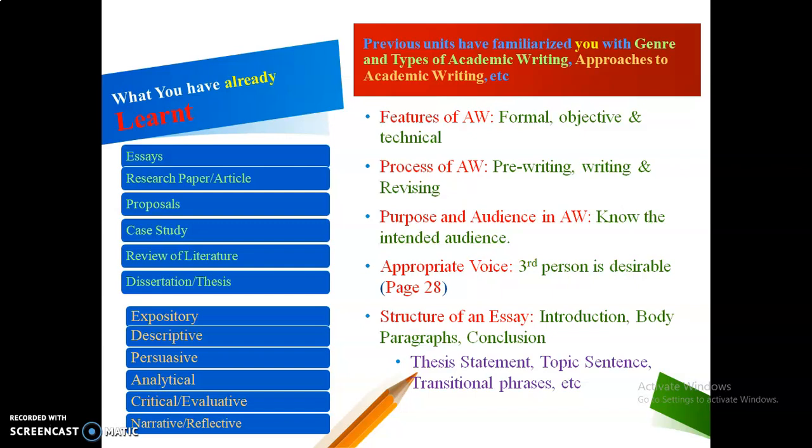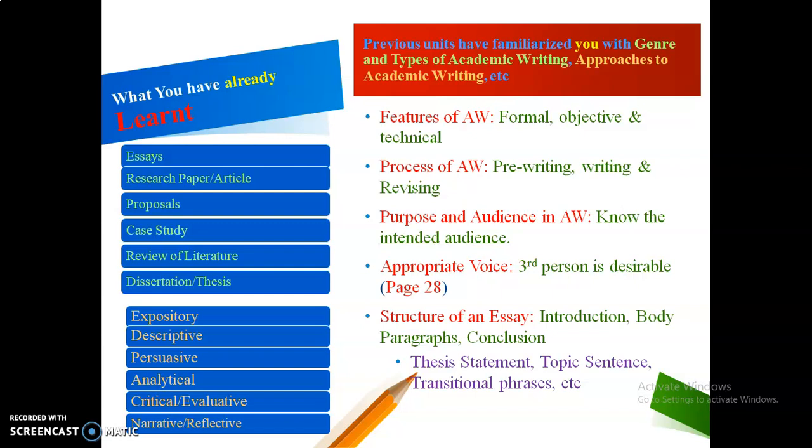These different categories might have already been taught to you by teachers. Besides these two things, you might have already learned different features of academic writing, such as academic writing should be formal in nature, objective in nature, and technical in nature. I'm not going to give you the details of all these things because you might have already got them in the previous classes, and you might have already become familiar with the process of academic writing, which includes pre-writing, writing, and revising. And purpose and audience in academic writing is a necessary thing you need to consider when you are writing an academic piece or academic essay.